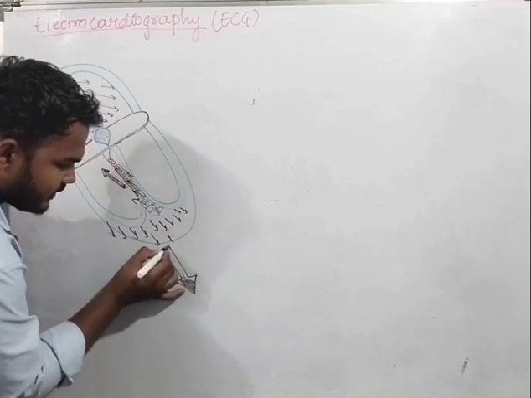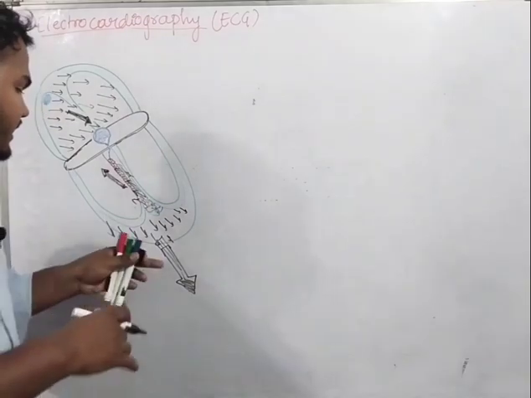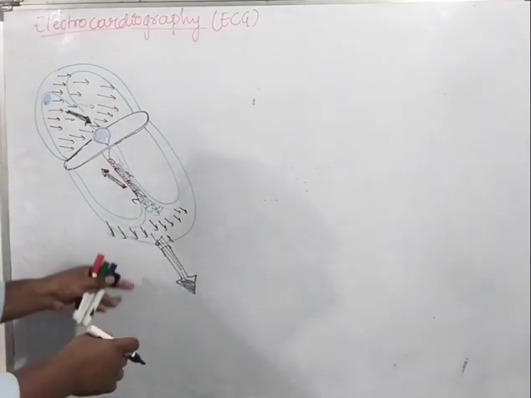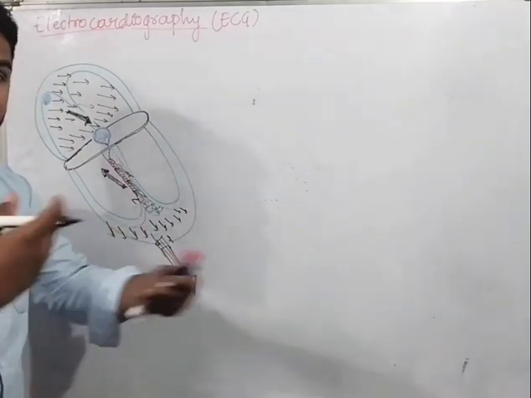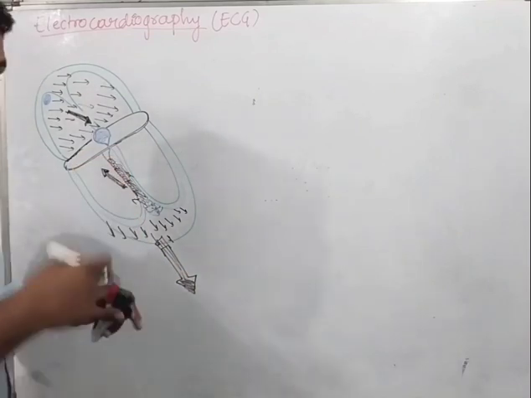Okay, this direction, and it is very long because the ventricular thickness is more, and there is more electric charge, and more electric potential is generated. It means the vector in this direction is very large and rapid.